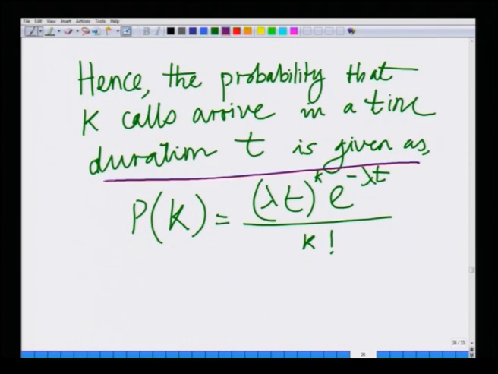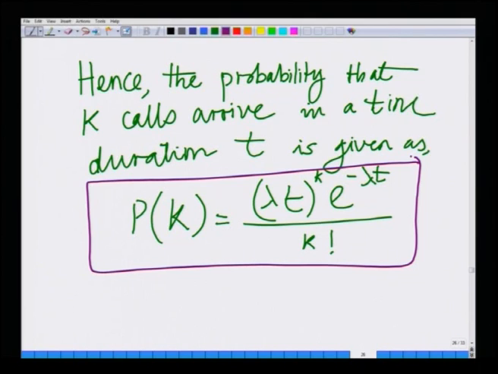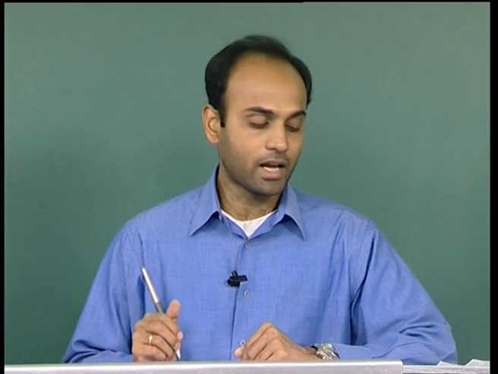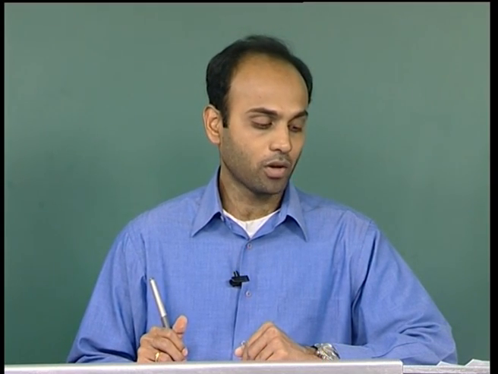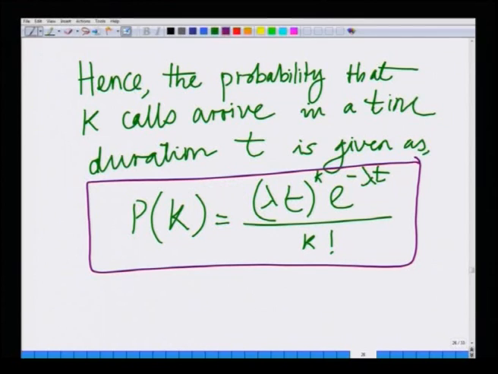This is essentially the expression for the Poisson distribution with parameter lambda, which is nothing but the call arrival rate. We are saying that the probability that k calls arrive in this time interval t is nothing but lambda t to the power of k, e to the power of minus lambda t, divided by k factorial. All right. And hence, you can see that this is nothing but the Poisson distribution.